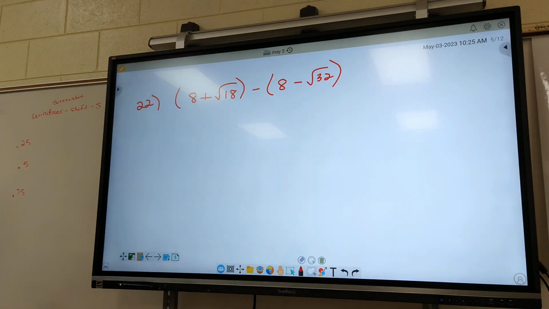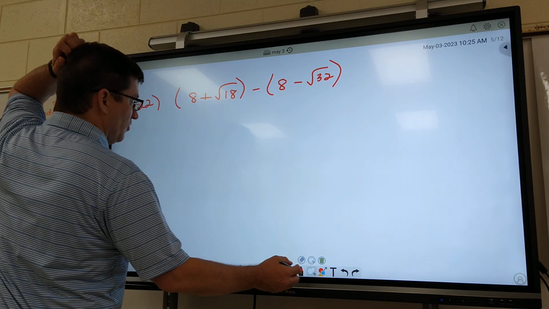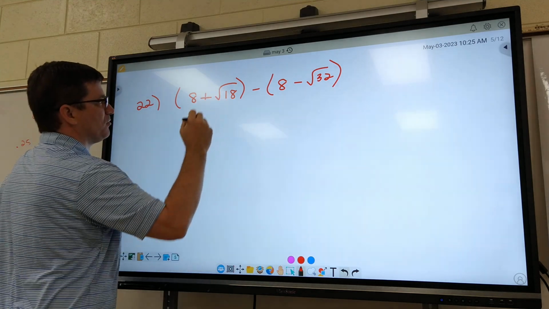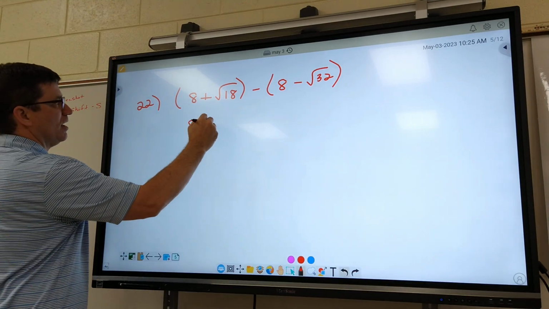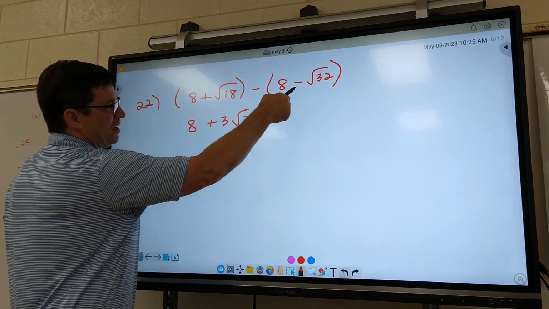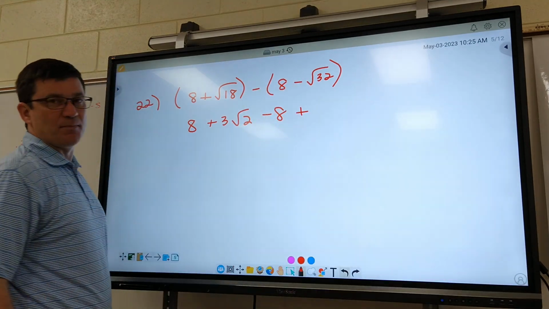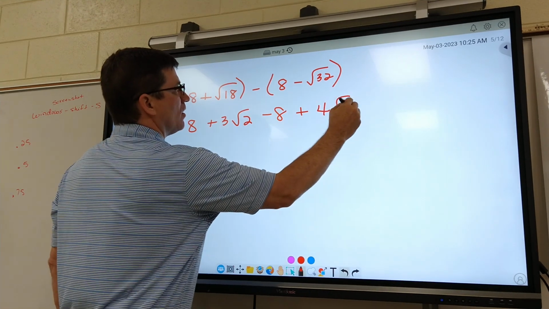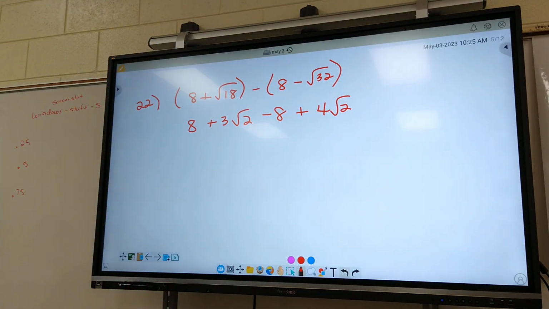Is 22 a FOIL method problem? No. It's got a minus sign in between the parentheses, right? So we're going to distribute this. Somebody type in root 18 for me. All right, so that's 3 root 2 minus 8. Now look, that's a negative times a negative, which is going to be a positive. Now somebody type in root 32. Jacob says 4 root 2. All right, since this was not a FOIL method problem, now you just combine like terms and you got your answer. So this one should be an easy one.